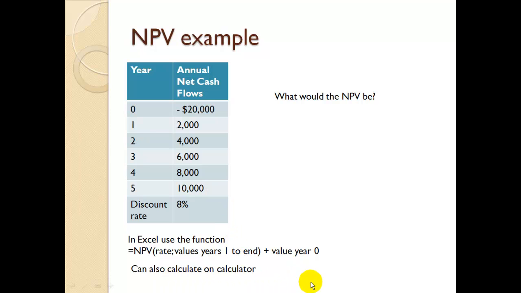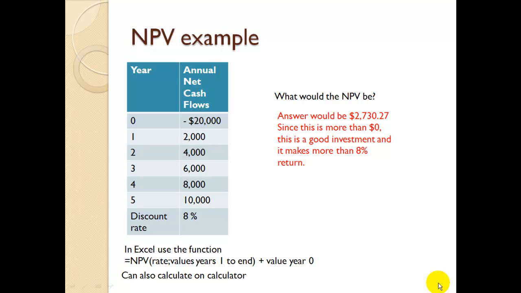You can also do this on a calculator. When you do it, the answer would be $2,730.27. Since this is more than 0, this is a good investment, and it makes more than the 8% return.